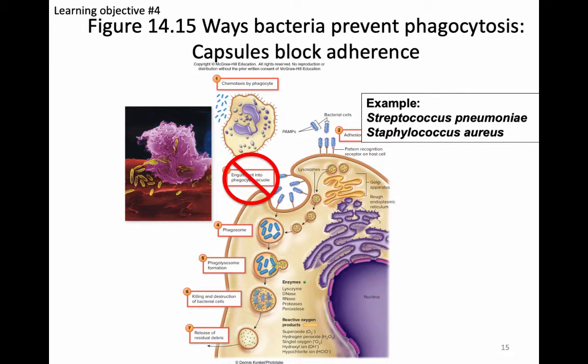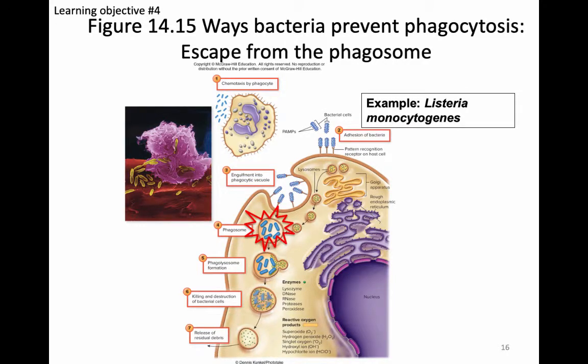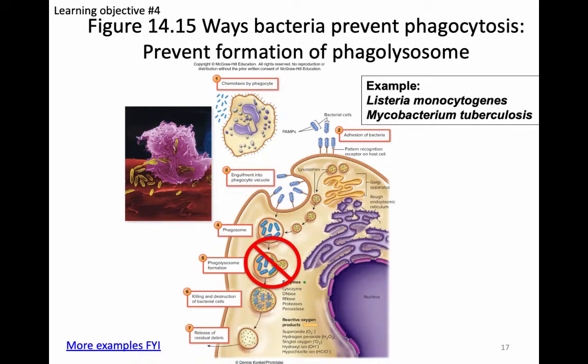Bacteria with capsules are able to block the adherence step, so the pattern recognition receptors on the surface of the phagocyte cannot bind to a capsule, so they cannot adhere to the microbe. Some microbes will get pulled into the interior of the phagocyte, but then they can escape from the phagosome and remain inside the phagocyte, residing in the cytoplasm. Some microbes can prevent formation of the phagolysosome, which is what's formed after the phagosome fuses with the lysosome.